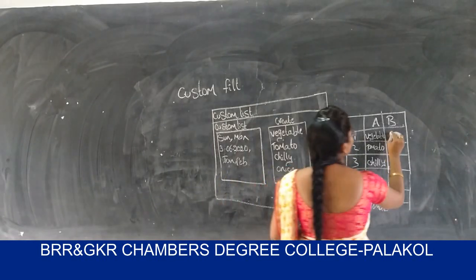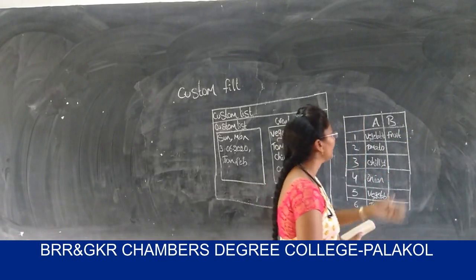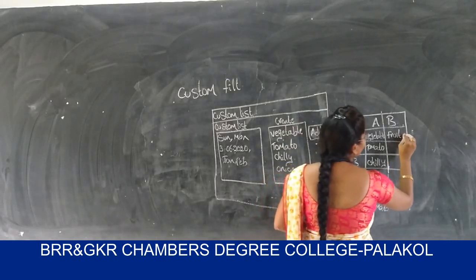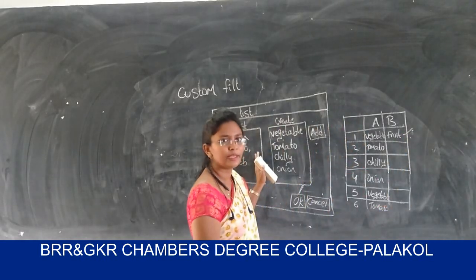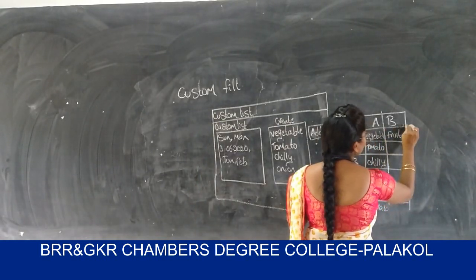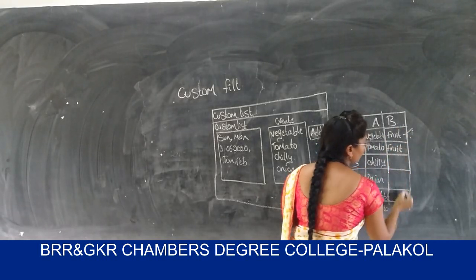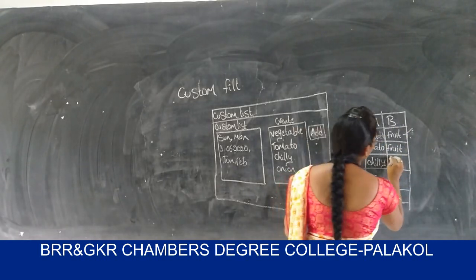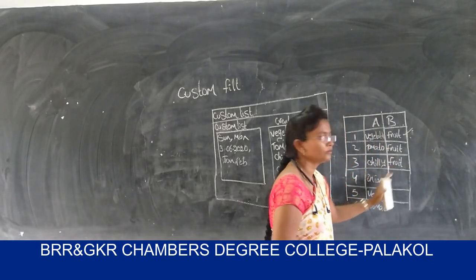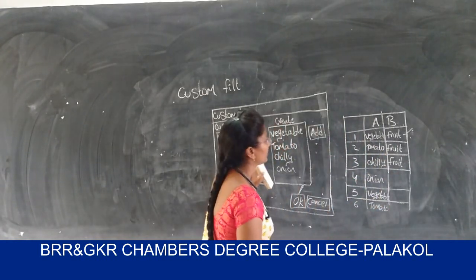For example, in the B1 cell, I am writing fruit and selecting this cell and trying to drag towards the downward direction. For this fruit, I didn't create any custom list in the Excel sheet. That means the fruit will be copied. This cell is copied and pasted towards the remaining cells. That means up to where you dragged, up to there, the fruit will be pasted. This is the way to create the custom list.